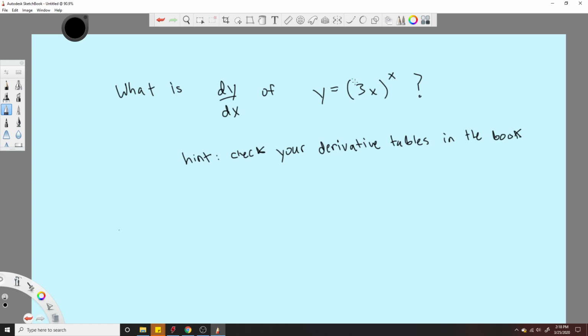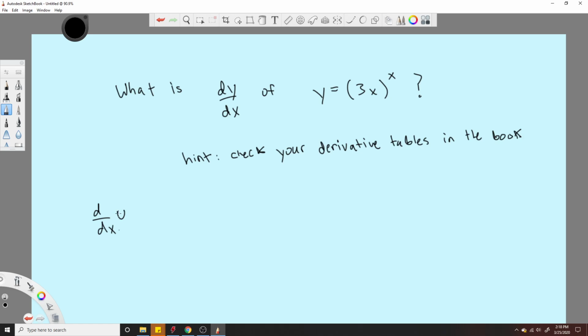So for example, in this problem, we have a function of x here, and this is also a function of x. Neither of these would be considered constants. So you need to look for the equation where both of them are functions of x. And I'm going to put that here. This is the one you should have used.